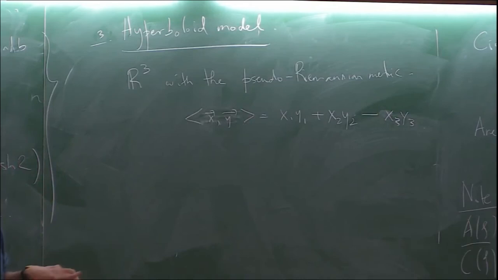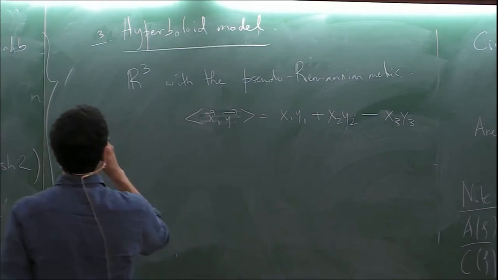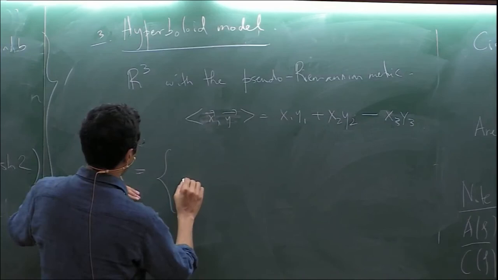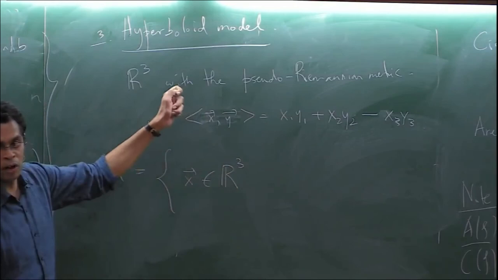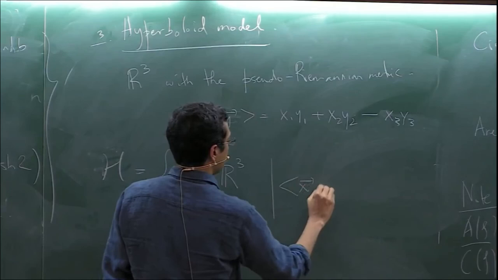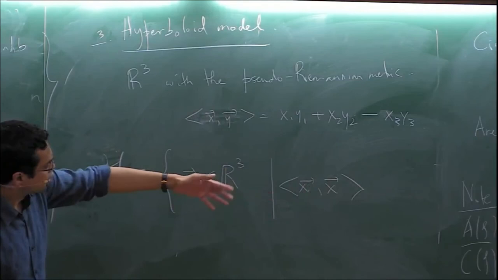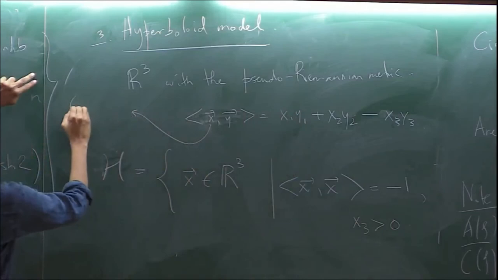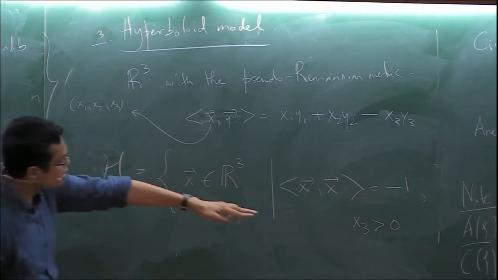So in this space, you take the set, let's call it script H. Let's give it some fancy lettering. It's the set of all vectors in this R3, with this funny way of measuring the norms, such that the square of the norm of this vector, or the inner product with itself, is -1. And you also want the last coordinate. Remember, whenever I write something with an arrow, it really means x1, x2, x3. So this last coordinate I want to be positive. Okay, so this defines a set.